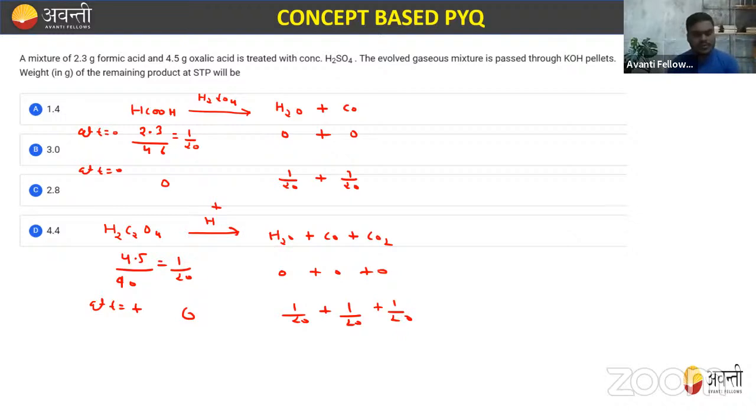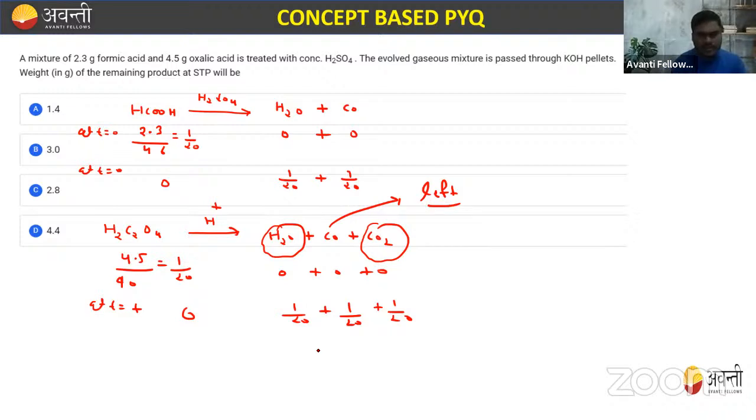Now, KOH will absorb CO2 and concentrated H2SO4 will absorb water. So in the final solution, only CO is left, right? Because KOH will absorb CO2. Wherever there is CO2, it will be absorbed by the KOH. And concentrated H2SO4 will absorb water. So in the final product, what will be left? Only CO is left.